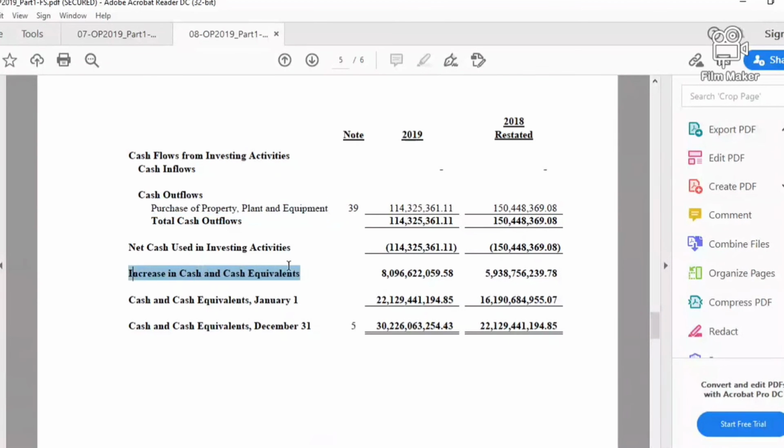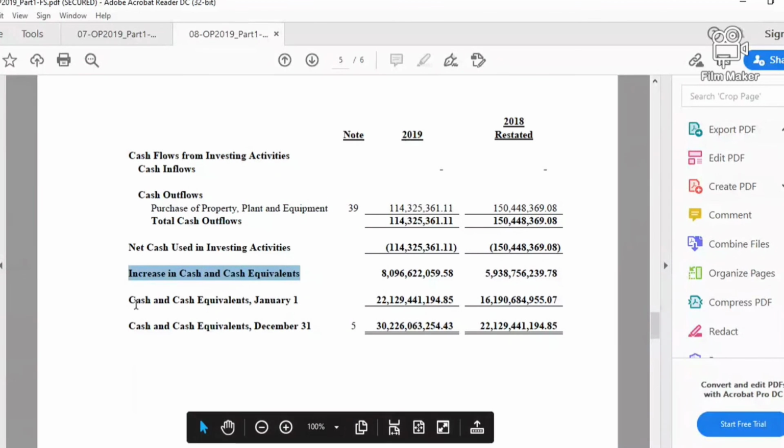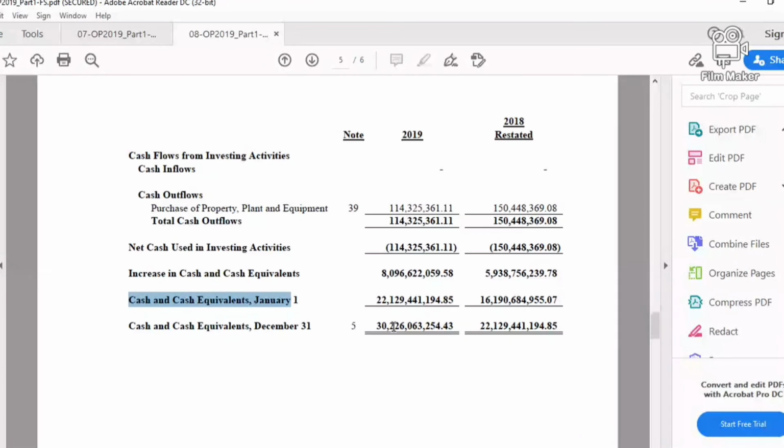So, increase in cash equivalent. So, this is the beginning and then ending. So, tingnan natin. 22 billion 129, 30 billion 226. So, yung beginning daw na cash is 22 billion 129. Yung ending cash is 30 billion 226.